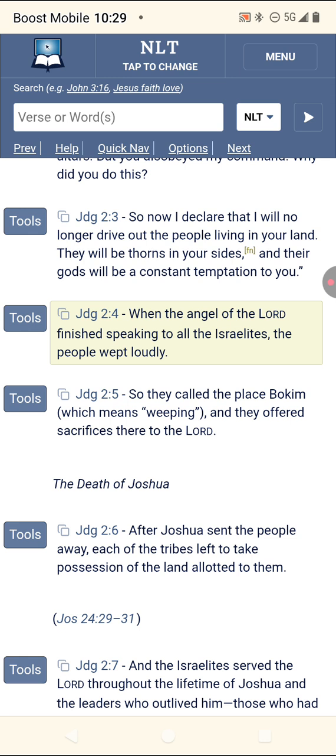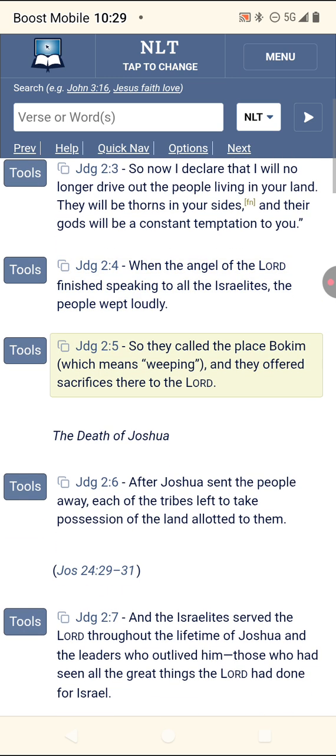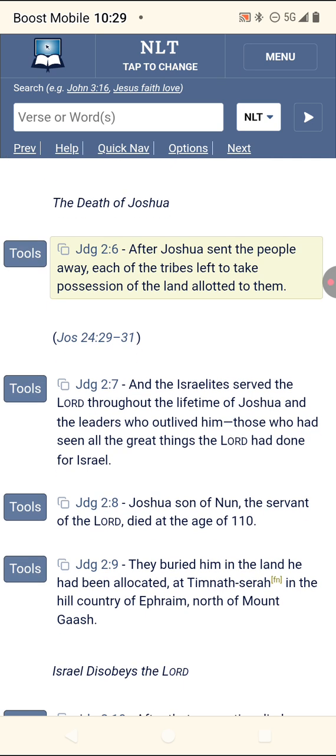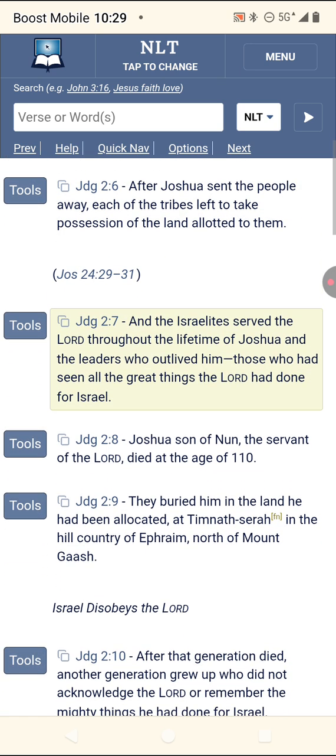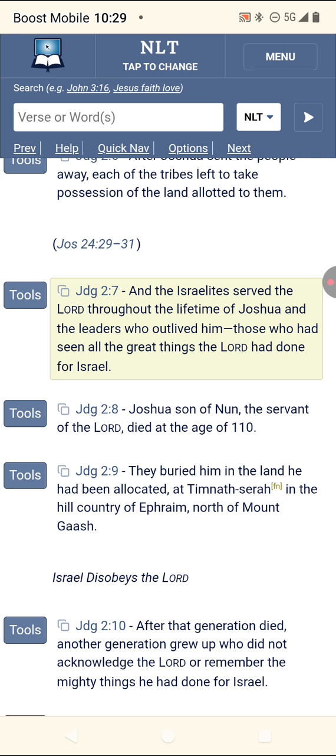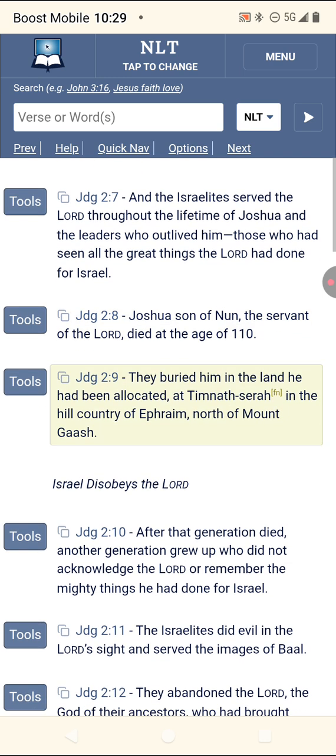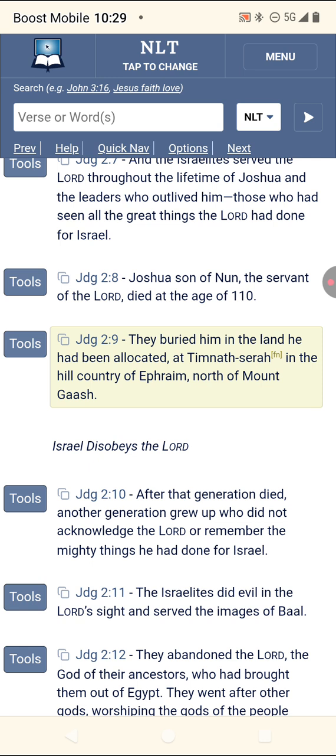When the angel of the Lord Yahweh finished speaking to all the Israelites, the people wept loudly. So they called the place Bochim, which means weeping, and they offered sacrifices to the Lord Yahweh. After Joshua sent the people away, each of the tribes left to take possession of the land allotted to them. And the Israelites served the Lord Yahweh throughout the lifetime of Joshua and the leaders who outlived him, those who had seen all the great things Yahweh had done for Israel. Joshua son of Nun, the servant of the Lord Yahweh, died at the age of 110. They buried him in the land he had been allocated at Timnath Serah in the hill country of Ephraim, north of Mount Gaash, right? Which Ephraim today are the so-called Puerto Ricans, all right? In the Hebrew, it would be Ephraim, which means fruitful, okay?